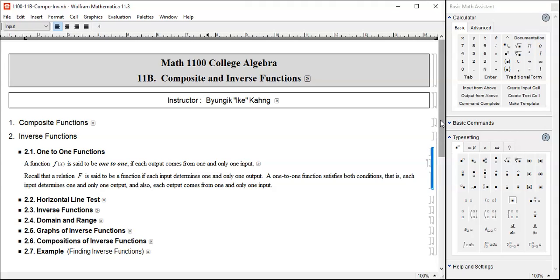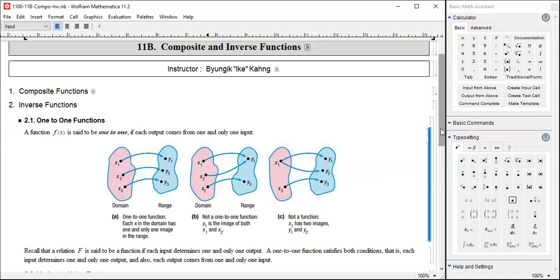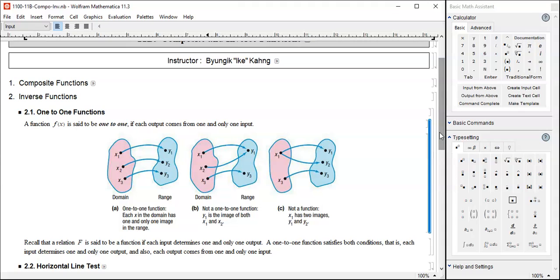A function f of x is said to be one-to-one if it's a function and each output comes from one and only one input, like the first picture here. The second picture here is not one-to-one. It's a function. Each input is sent to one and only one output. x1 is going to y1, x2 is going to y1, x3 is going to y3. Each x value is going to only one y value, so it's a function, but not vice versa.